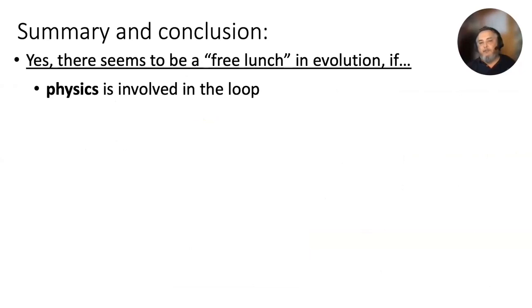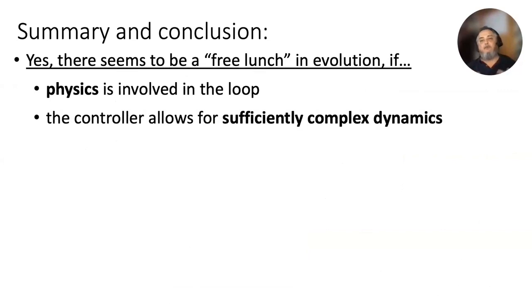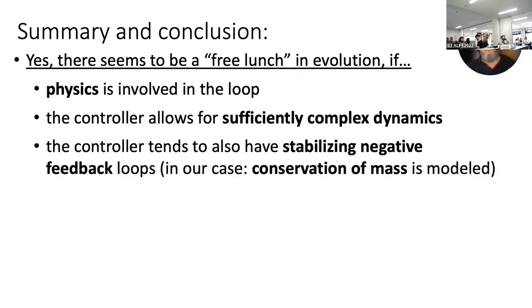So what did we learn from these observations? What is our take-home lesson or message from these observations? We think we found free lunch in our evolutionary processes because we have physics deeply involved in the loop: on the real robots, the physics engine in the simulator, and also the way we modeled and simulated these hormones. They involved the physics, the diffusion, the decay, the conservation of mass. And this allowed us to have a controller that can produce sufficiently complex dynamics to move these robots.